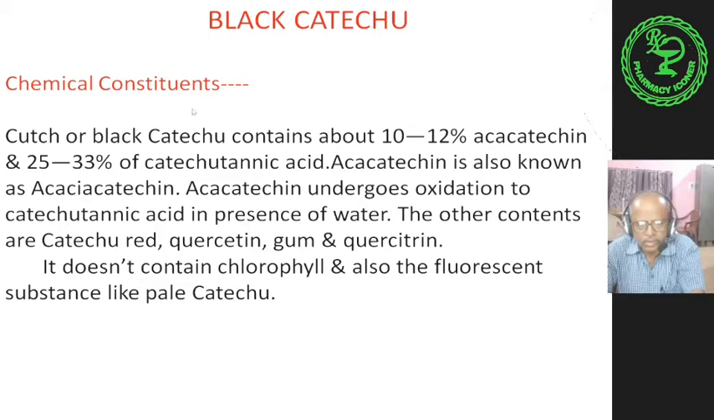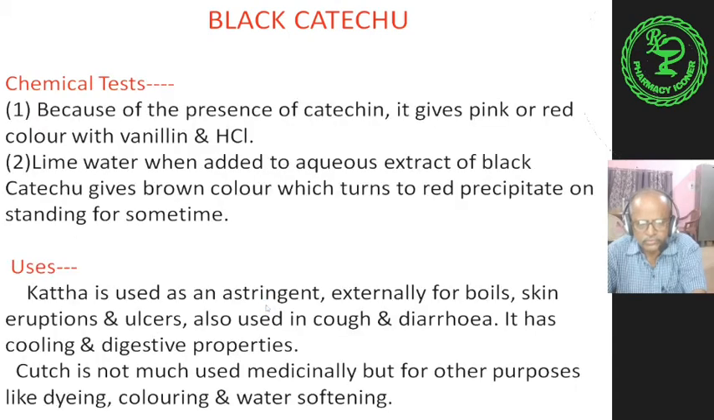Pale catechu is obtained from the aqueous extract of the leaves and young shoots, and black catechu is obtained from the aqueous extract of the heartwood of Acacia catechu, and it does not contain chlorophyll and also the fluorescent substance like pale catechu.